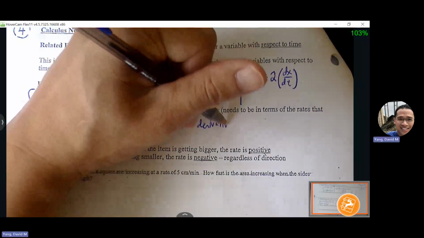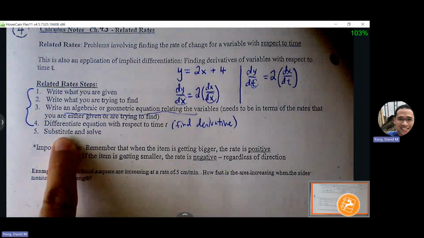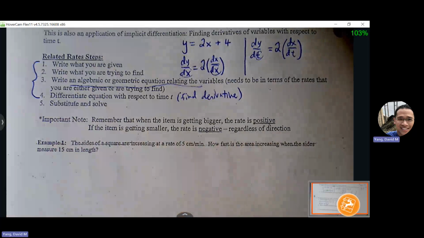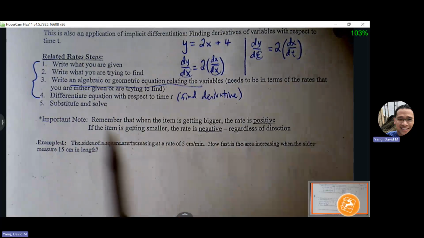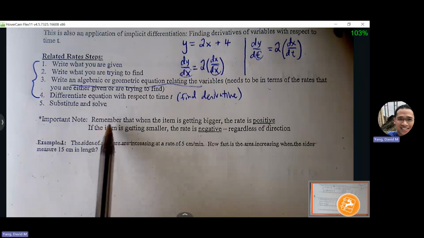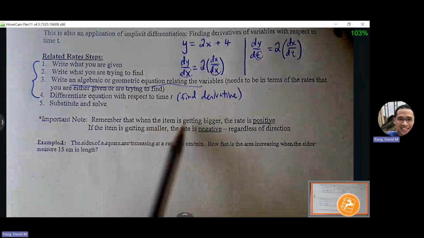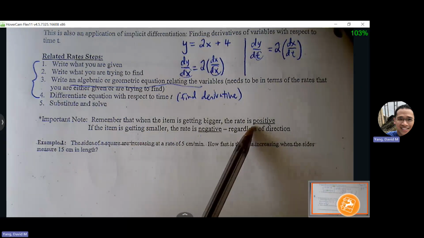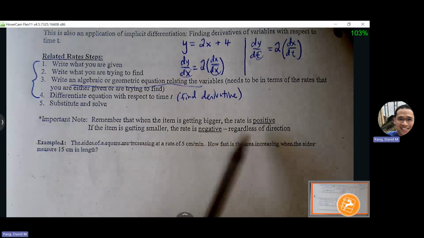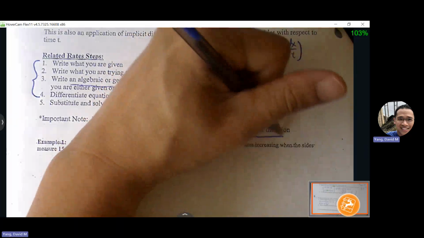And then in the end, we're just going to solve for the variable that the problem asks us to solve. Okay, I'm going to refer back to these notes. I'm going to spiral back to this, but remember that when an item is bigger, your rate is positive. Remember that when the item is smaller, then the rate is negative, regardless of direction. Okay, and that's something that we have to get used to.